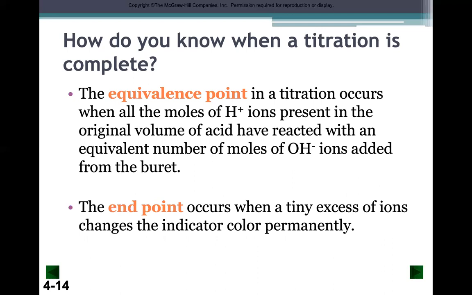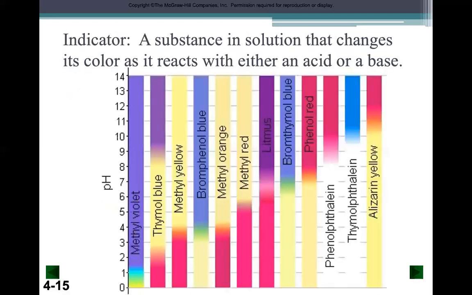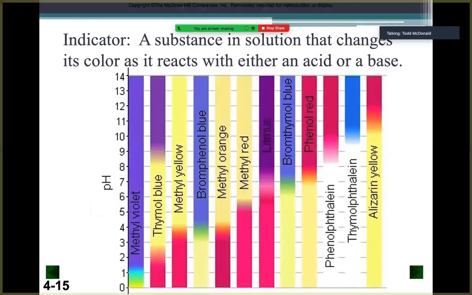The goal really is always the equivalence point, when we actually have the exact number of H's and OH minuses balanced. But visibly for us to see it, that's really hard to do. That's why we typically use endpoints. So we're going to talk a little bit more about equivalence point here, just to give you an indication of what type of indicators we potentially would use. Maybe you've seen some of these before. I'm going to highlight a few of them on this slide.